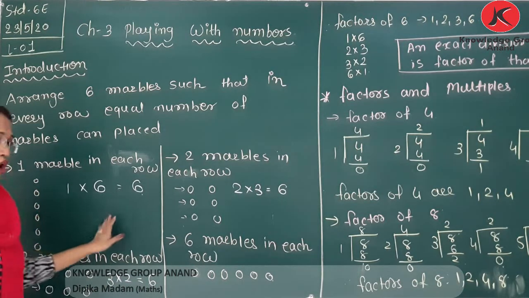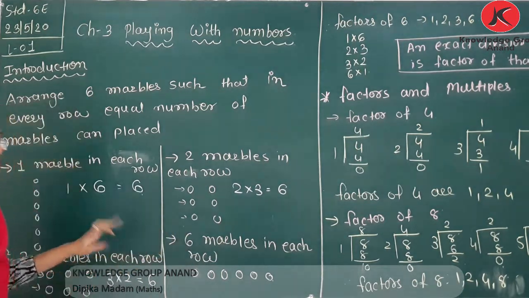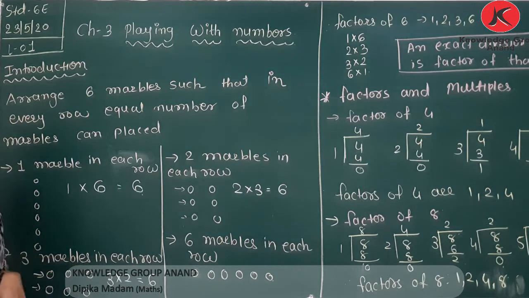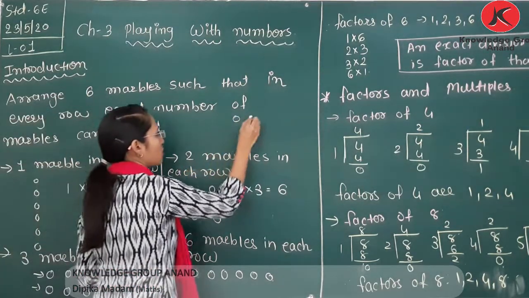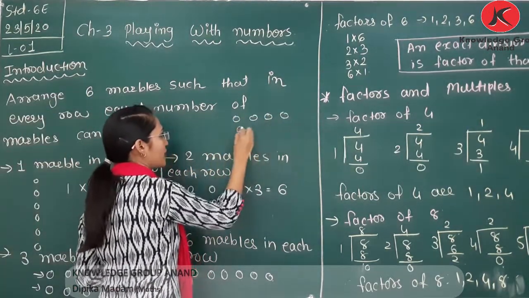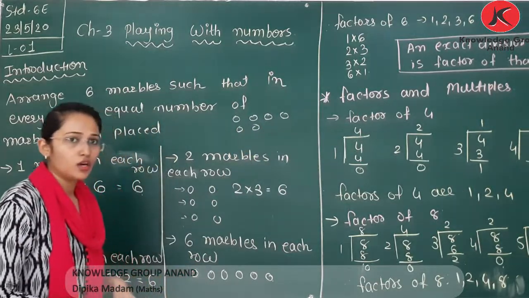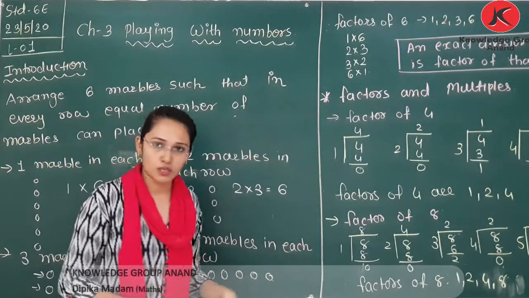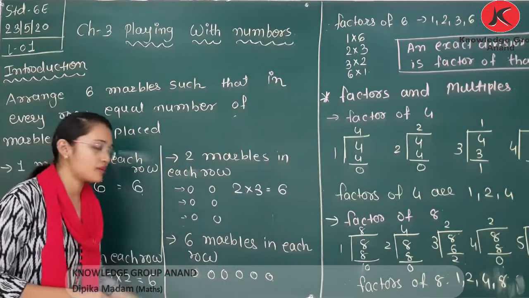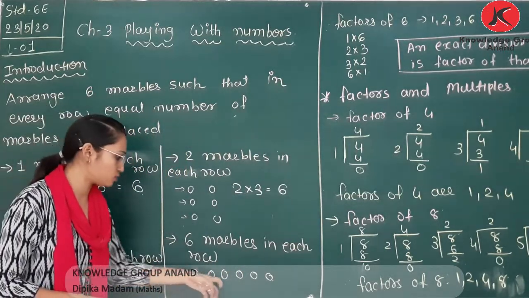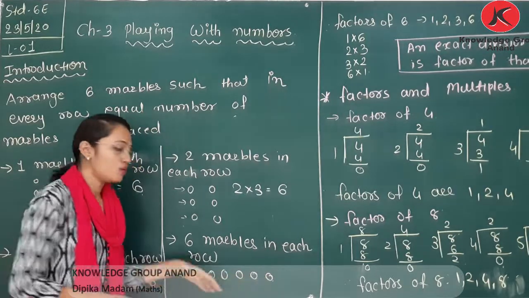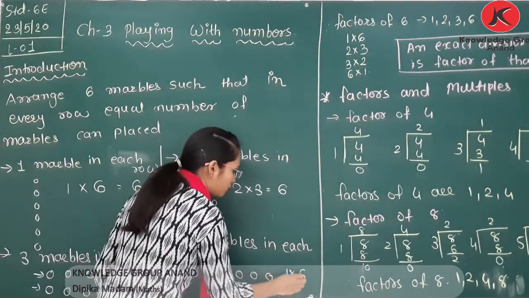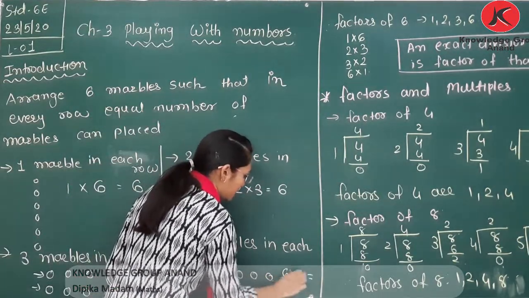Now it is not possible to arrange 4 marbles in each row, because if you arrange 4 marbles this way, the next row will have only 2 marbles. Okay, so this way is not possible. 5 is also not possible. Now 6 marbles in each row means 1 2 3 4 5 6. Now all marbles are arranged in one row, so it is 6 1s are 6.